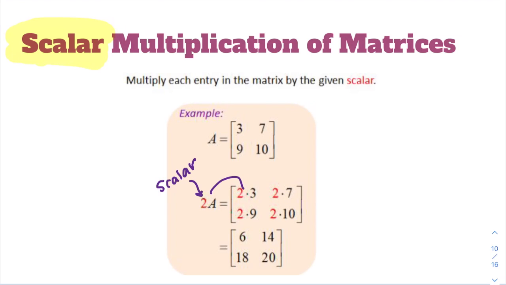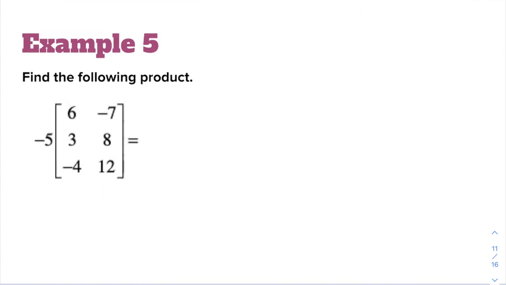And a lot of you will be able to do this in your head. It might depend on what the scalar is. So say we did example number 5. It says find the following product, because again, we're doing scalar multiplication. Remember, that is different than matrix multiplication, which is what you're going to learn in 3.2.